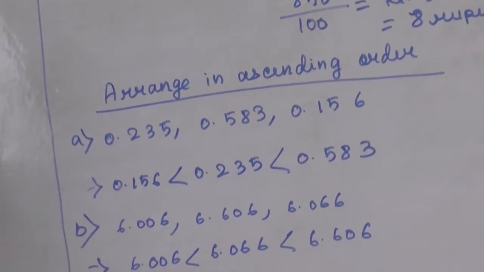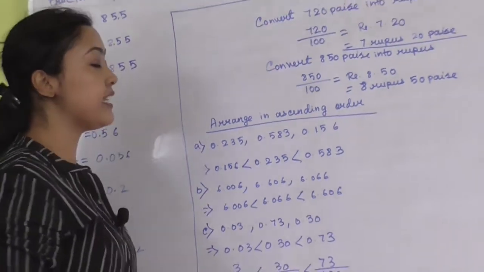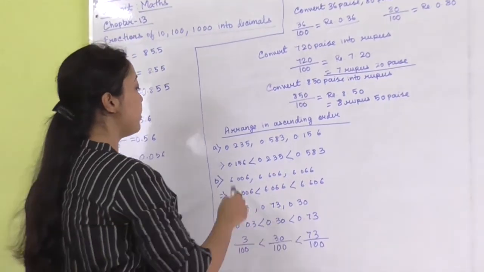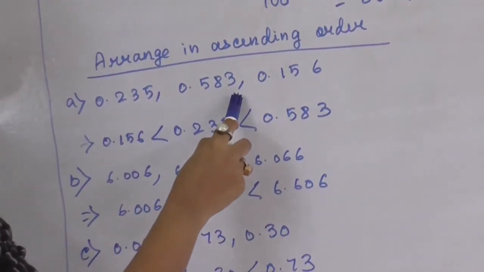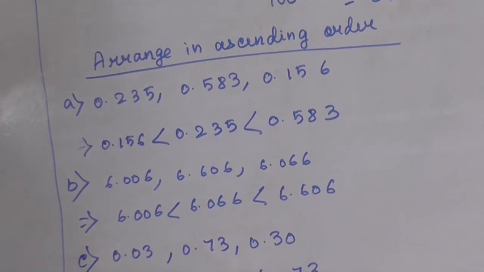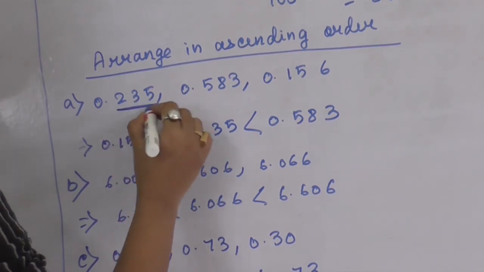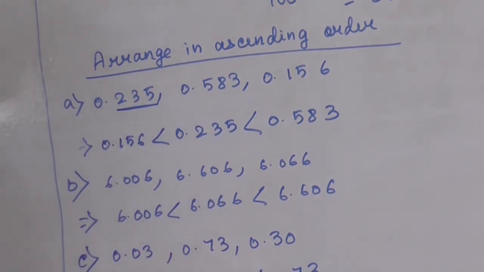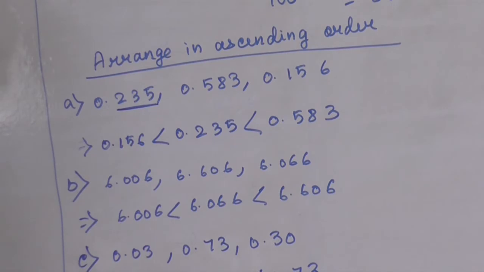Next, I will show you some decimal portions. Here I have shown how to arrange the decimal numbers into ascending order. So here you can see that three numbers are given: 0.235, 0.583 and 0.156. Here one thing you need to note, that the numbers which are after this decimal point, we have to pronounce them individually. That is, how I am pronouncing them: 0.235. You just can't pronounce it as 235.